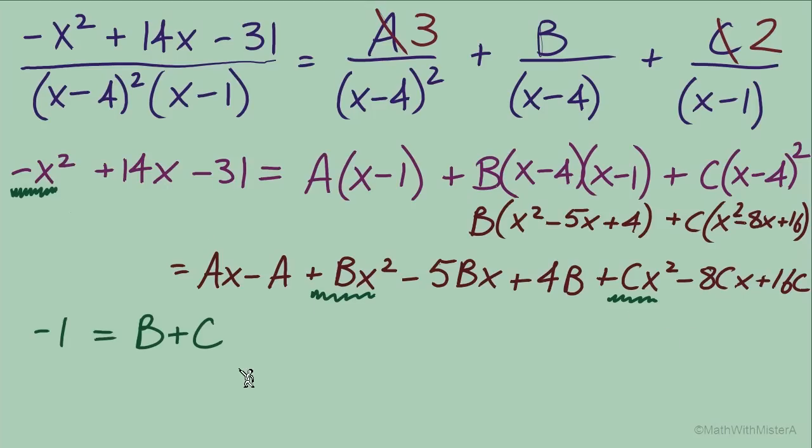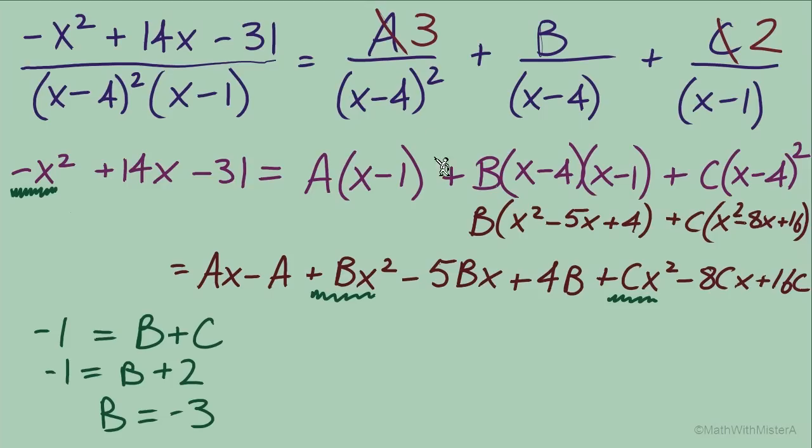Now I don't need to go through and go find all the linear factors because I've got c. I know it already. c equals 2. So negative 1 equals b plus 2. We'll solve this. b equals negative 3. And that's all we needed. We'd had a and c. So I avoided an entire system of equations by choosing a couple of x values first.